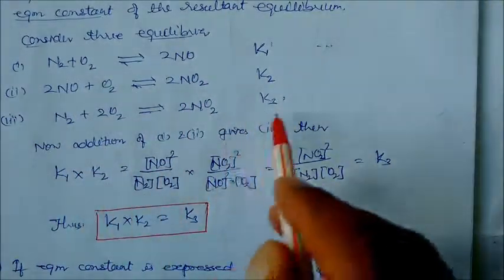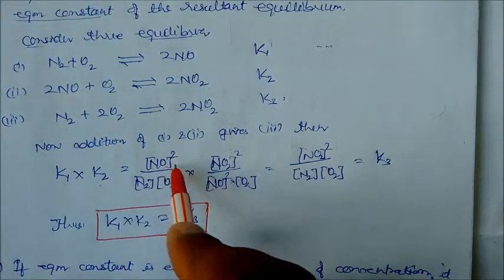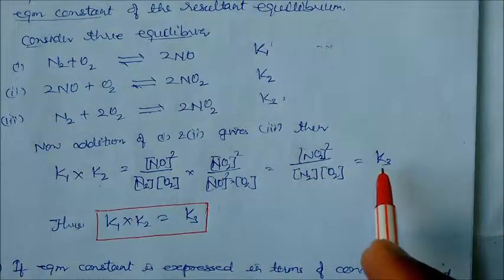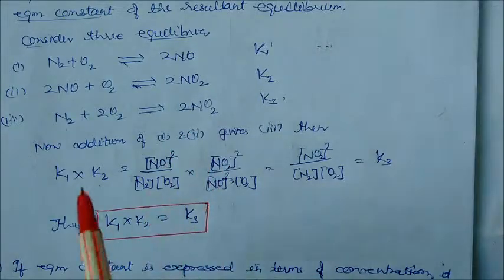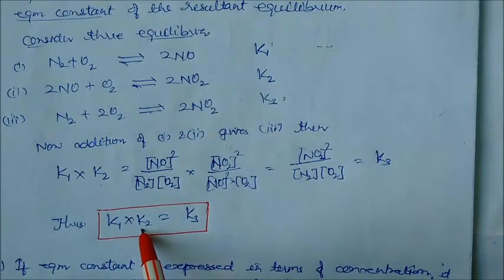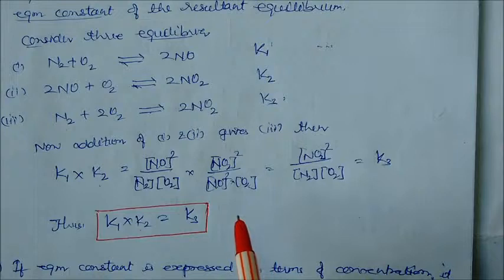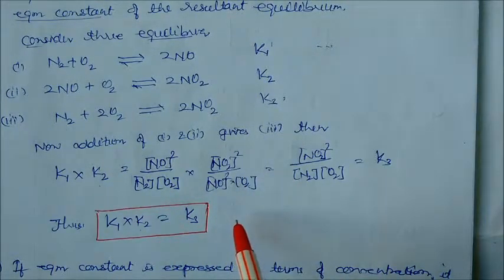So if you multiply K1 into K2, you get this value, and this value is nothing but K3. That is, the equilibrium constant for the sum of two equilibria is always the product of the two constants. Likewise, if you multiply the constants of 3 or 4 equilibria, it equals the constant for the sum total of those equilibria. This is another numerical relation which is useful in calculating problems.